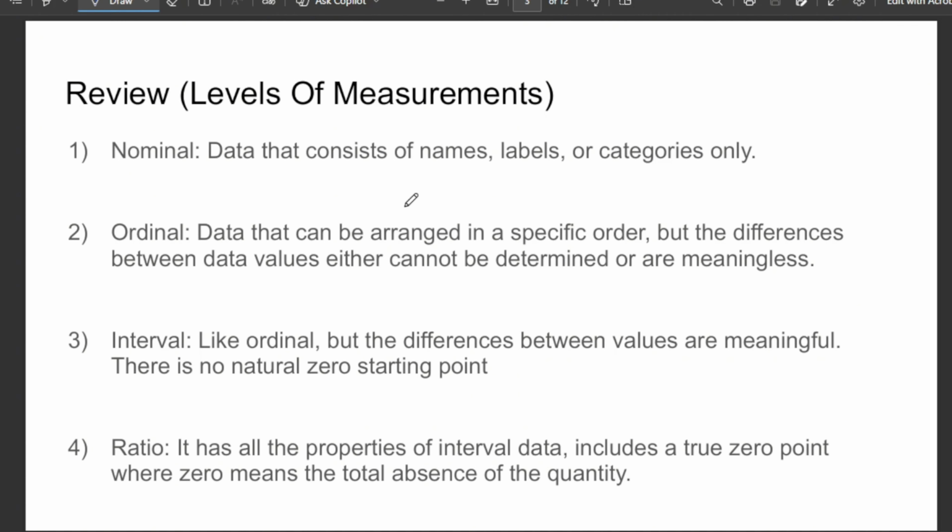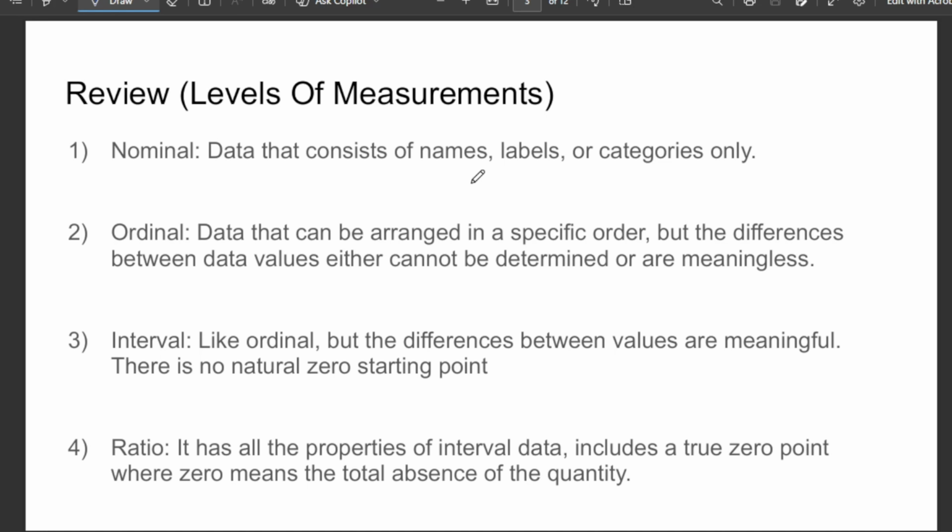For example, eye color, and names of, I mean, the car's brand. That's nominal.